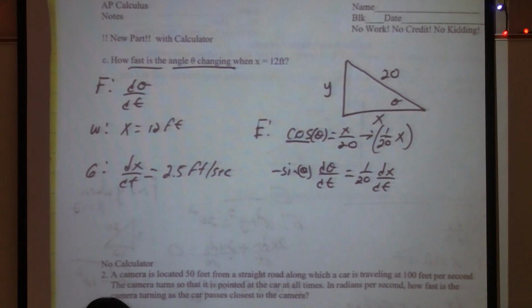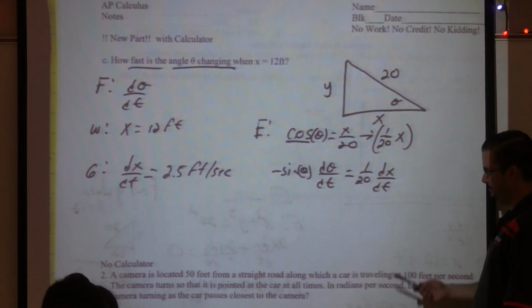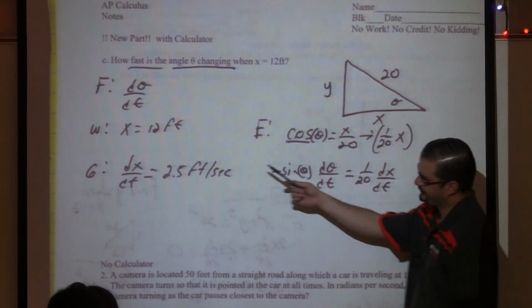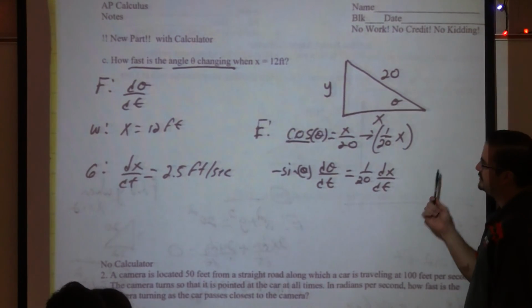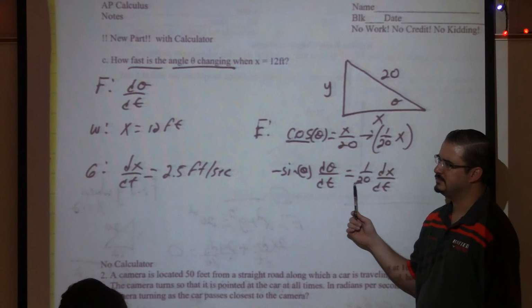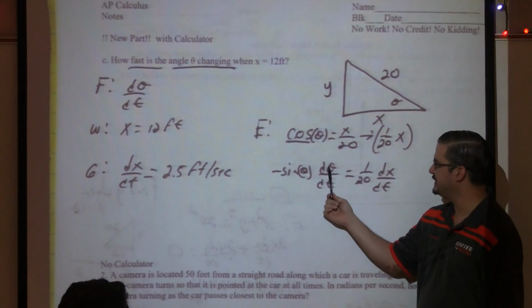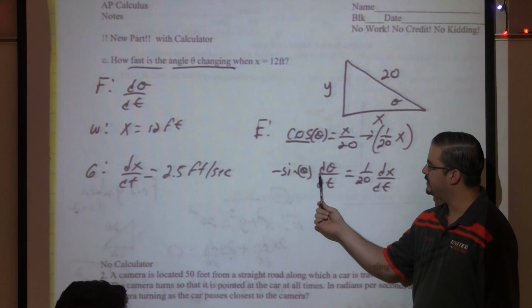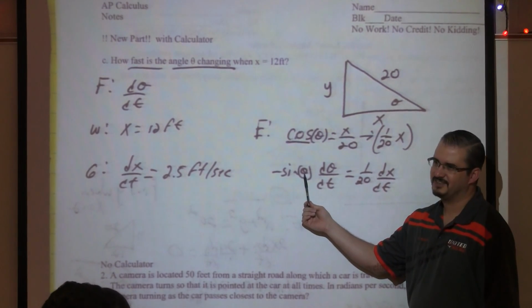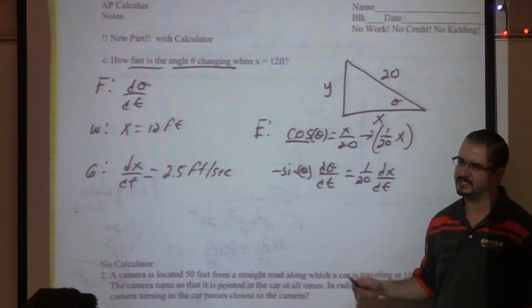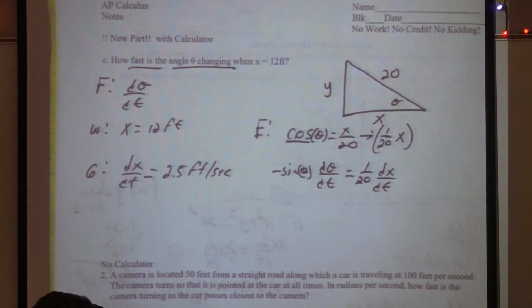Alright. So let's check. Do we have everything we need? Do we know dx dt? Check. What else do we need to know? We're looking for d theta dt, so we don't need to know that. That's what we're solving for. But what we're missing is what? Theta, equalness. Can we figure out theta? Of course, right?